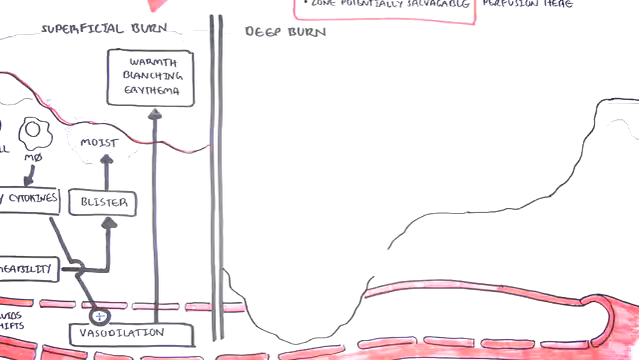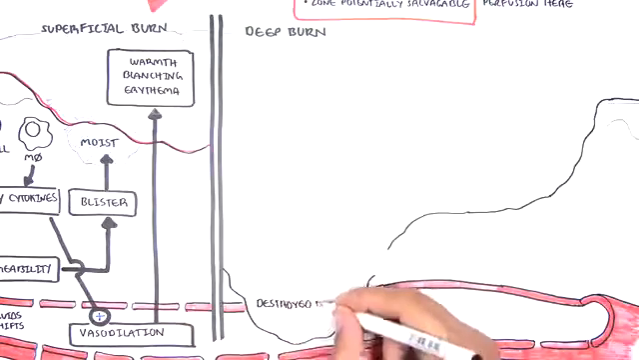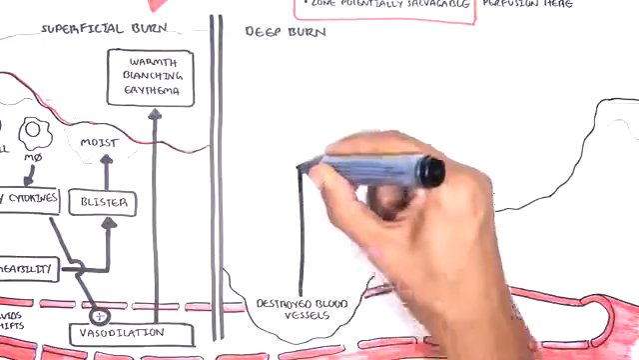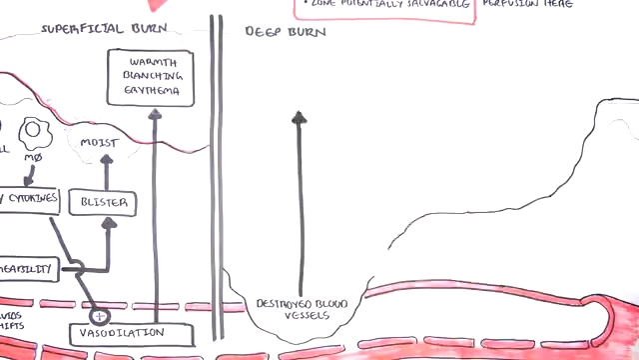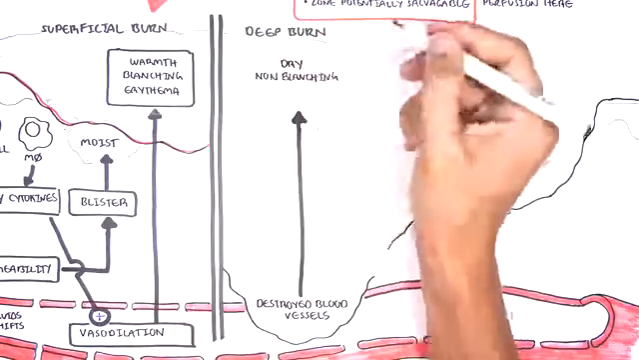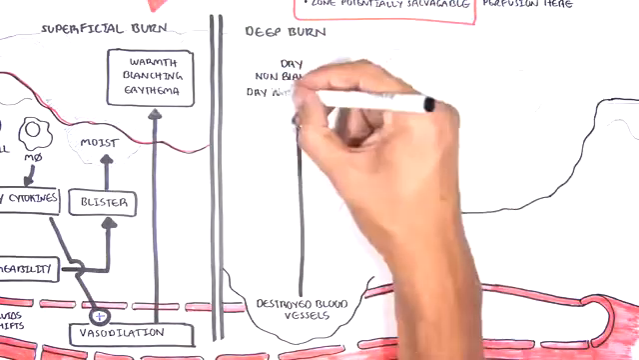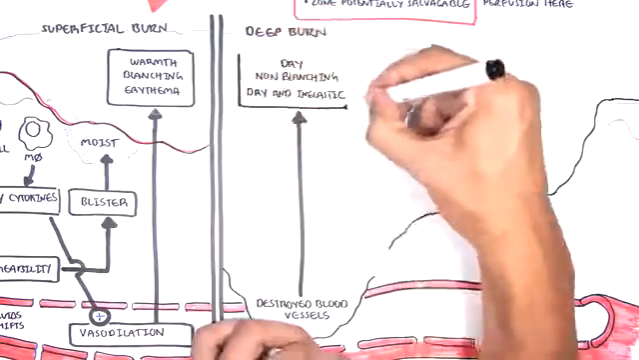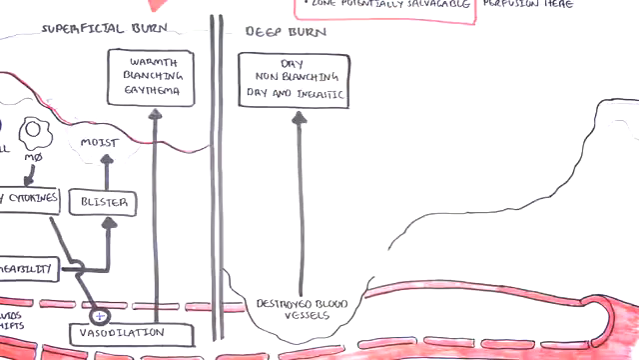Deep burns can thus damage blood vessels in the skin. Because you have damaged blood vessels, everything will leak out. You have no blood supply to the area, so you eventually get this dry, non-blanching surface. It is dry and inelastic. The non-blanching dryness is an important feature of deep burns.